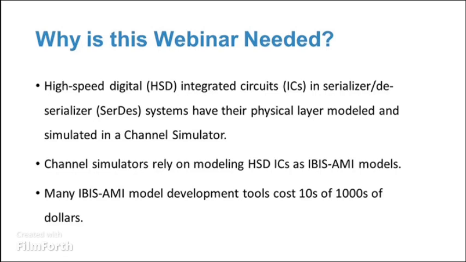Well, why is this webinar needed? High-speed digital integrated circuits and serializer-deserializer systems have their physical layer modeled and simulated in a channel simulator. Channel simulators rely on modeling high-speed digital ICs as IBIS-AMI models. Many IBIS-AMI model development tools cost tens of thousands of dollars.